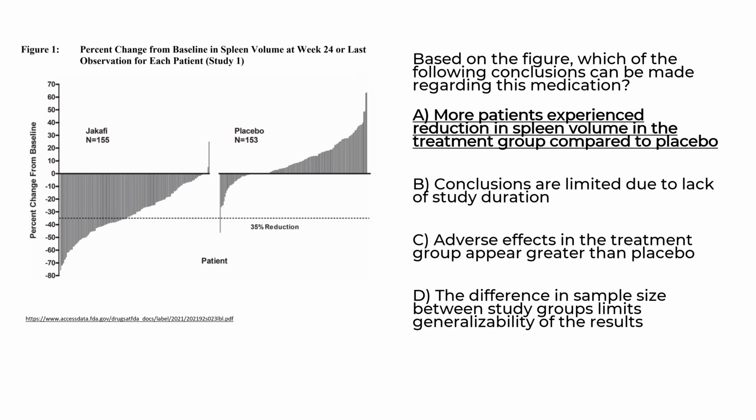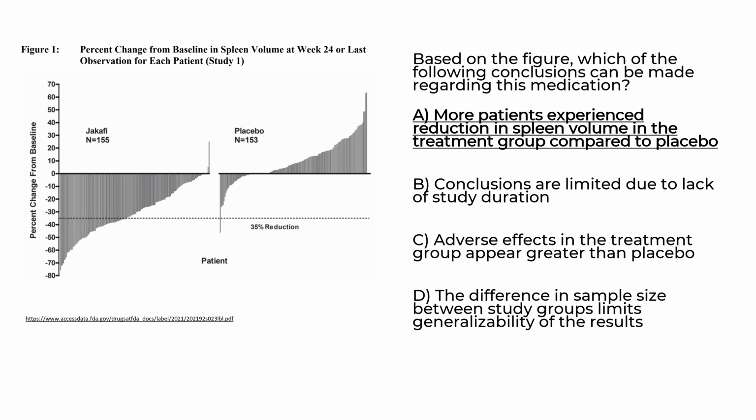B, study lack of duration. So we see a week 24 up there, but we don't really have any evidence to say that there's an insufficient study duration. Maybe if the spleen size looked exactly the same and they didn't give you the week total, you could conclude that maybe they didn't study this medication for long enough. C, adverse effects. Again, there weren't any adverse effects mentioned in this graph, and so you know that's not what they're focusing on. That's just a distractor.